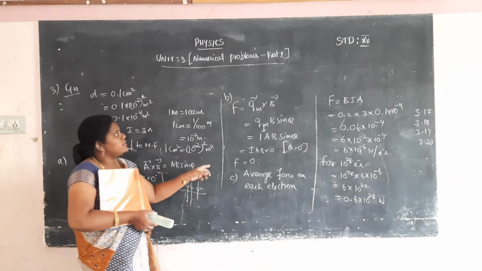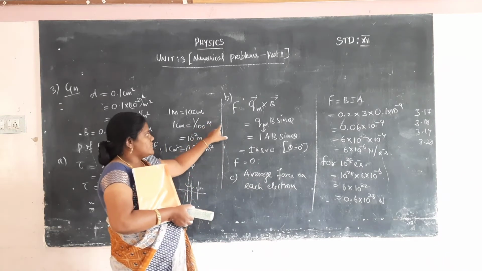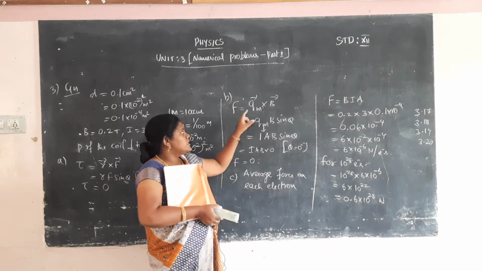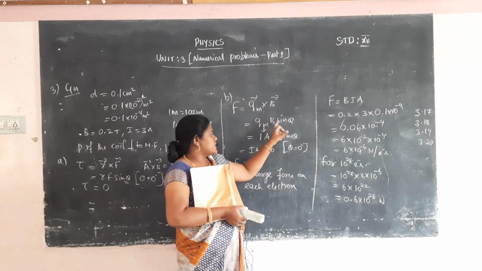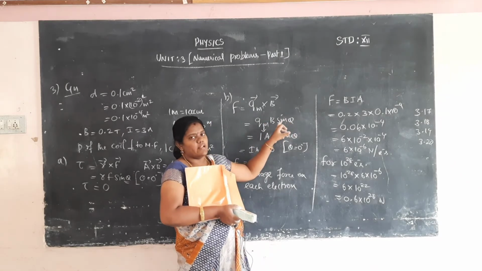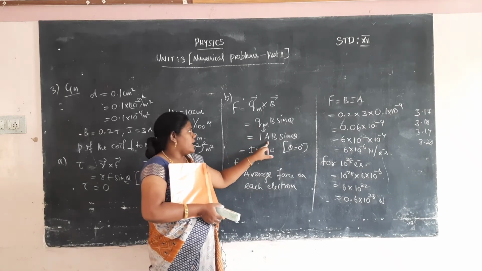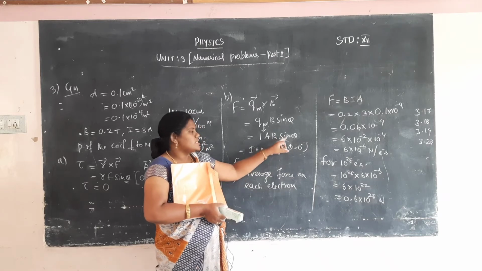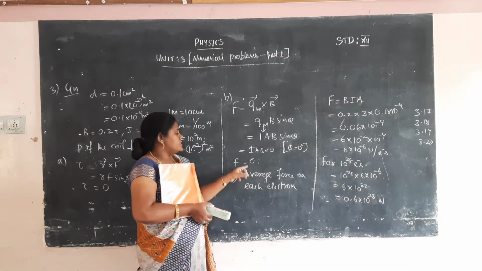And then the second one, the force acting on the coil. The formula is Qm cross B, which is again AB sin theta. Theta is also considered as 0. So Qm is IA B sin theta, and you put theta as 0. So sin 0 value is 0. Automatically the force acting on the coil is 0.